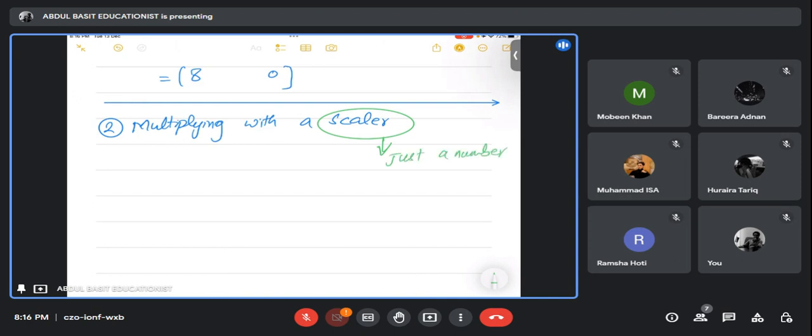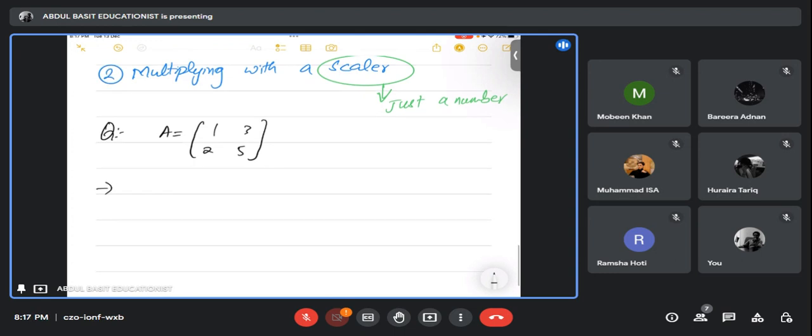Okay, for example, let me write a matrix here. That's the question. They say that A is the matrix 1, 2, 3, and 5. In Cambridge past papers, we have a question like this, part A, where they say 3A. It means that you have to multiply 3 with the whole matrix. Is this clear?